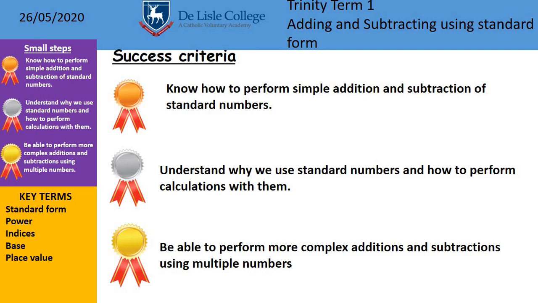So our success criteria, we need to be able to perform addition and subtraction using standard form numbers. We need to be able to understand why we use standard form numbers and how to perform calculations with them. And lastly, we need to be able to perform more complex addition and subtractions using multiple numbers in standard form.